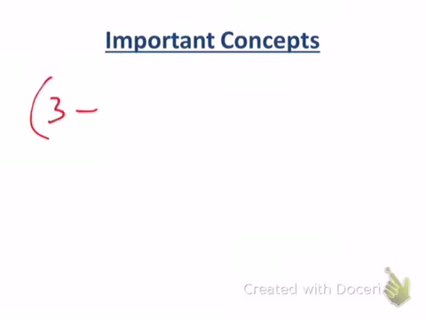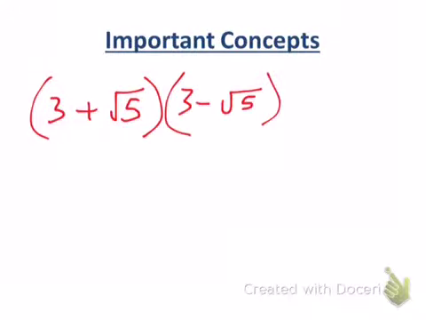So what do we get when we multiply 3 plus the square root of 5 times 3 minus the square root of 5? Everybody write this down and work it out. 3 plus the square root of 5 times 3 minus the square root of 5. Okay? Savannah, what do we get here? 4. You get 4, right?